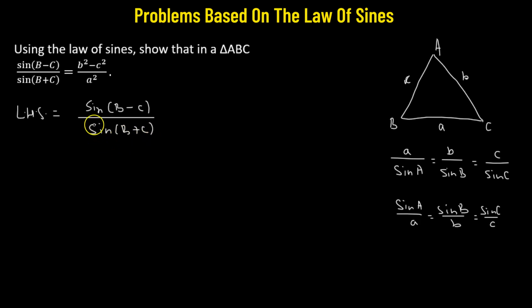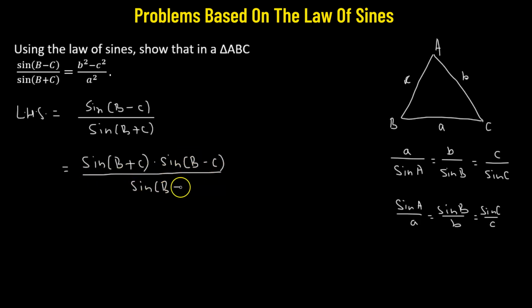What we'll do is multiply both the numerator and the denominator by the expression in the denominator, which is sine(B plus C). We're going to get sine(B plus C) multiplied by sine(B minus C), whole divided by sine squared (B plus C). The reason we wrote it in this fashion is that sine(B plus C) times sine(B minus C) is actually the expansion of sine squared B minus sine squared C. So sine squared B minus sine squared C, divided by, now we have in the denominator sine (B plus C).